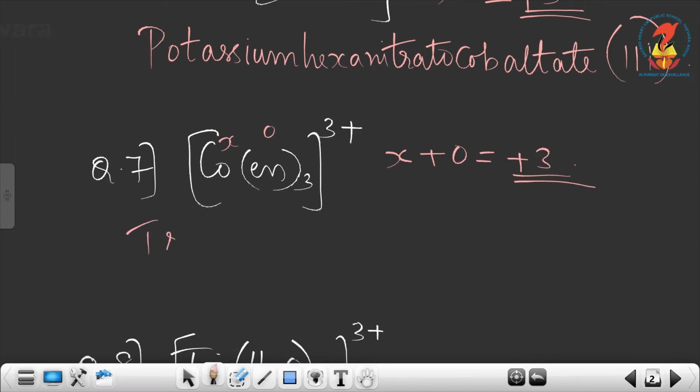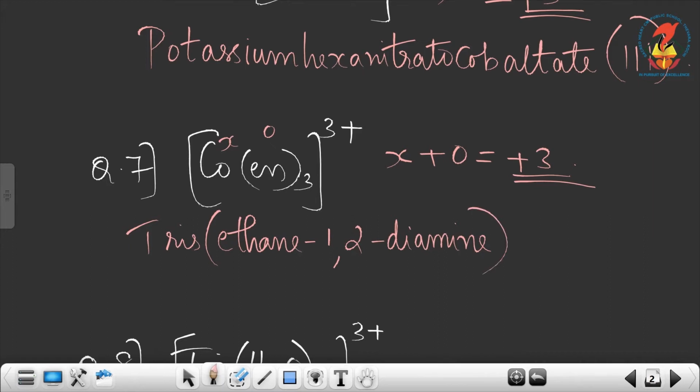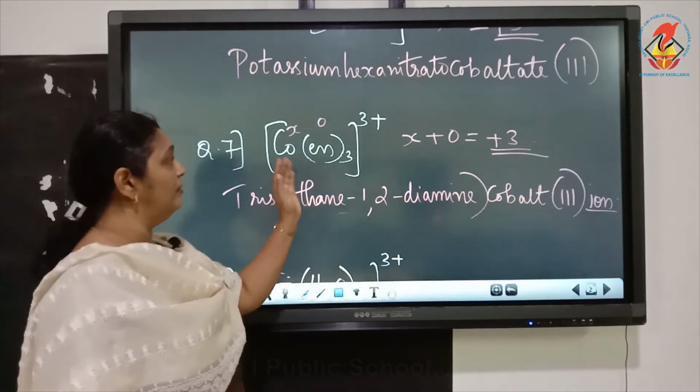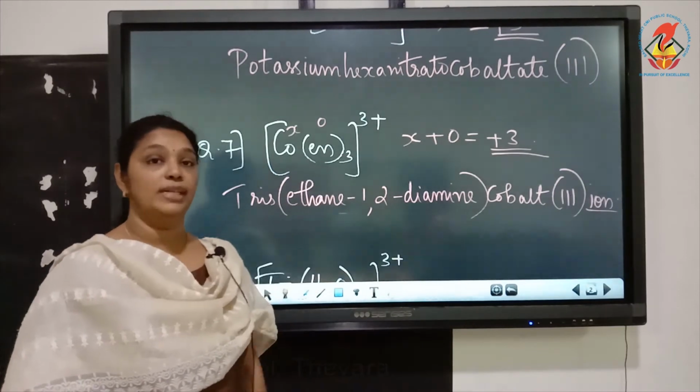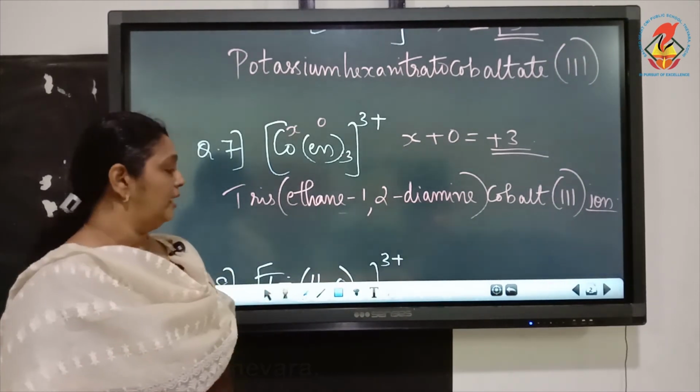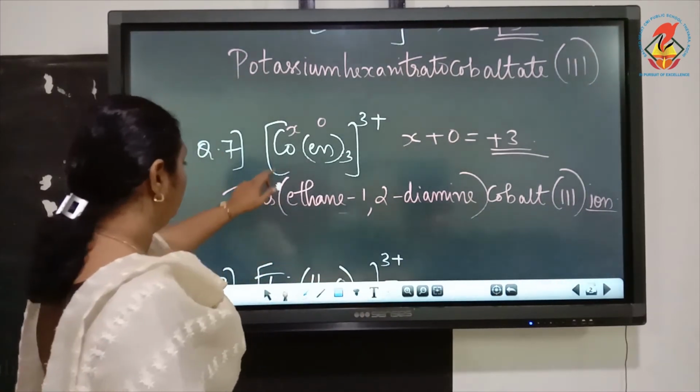So what's the IUPAC name of the compound? Tris. In bracket you have to write ethane-1,2-diamine. Close the bracket. Now it is cobalt, because the charge is positive, (III). You have to write the word ion here because no counter ion is given. The question itself gives the charge of the complex ion, so in this case you have to write the word ion. Okay, so this is the 7th question.